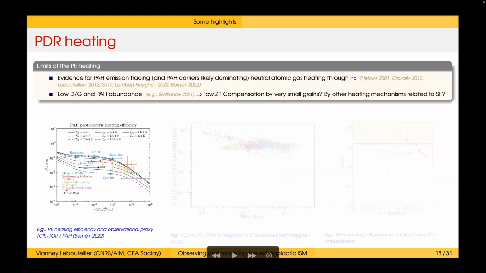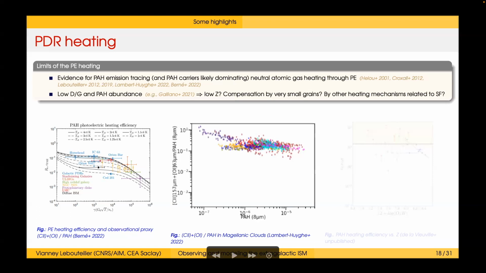Now, continuing into the PDR and about PAHs, there is overwhelming evidence now that the PAHs trace very well the gas heating in the neutral atomic gas, and more than that, that the PAHs probably are the main carriers for the gas heating. This is shown here. These are theoretical calculations, the black curves showing the photoelectric heating efficiency as a function of the charging parameter, by Olivier Berné. And the observations are shown in here in good agreement with the theory. The observations here are actually showing C2 plus O1 over PAH, which is an observational proxy for the photoelectric heating efficiency. This is just an accumulated piece of evidence that the PAHs are important for the gas heating.